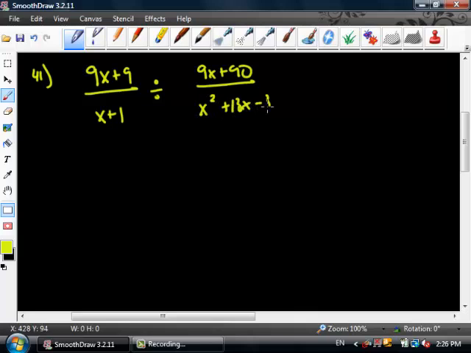Did I skip something? This is a simplified expression. I'll go back to find the inverse of the functions. Hang on, I'll go back there.